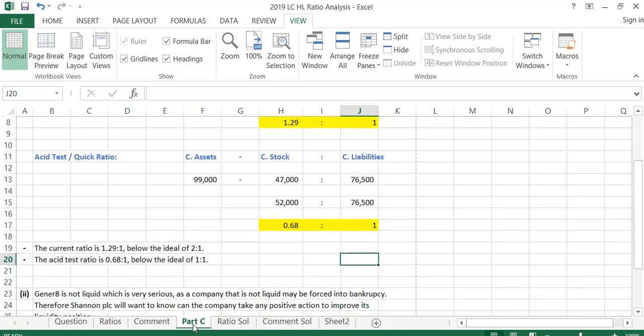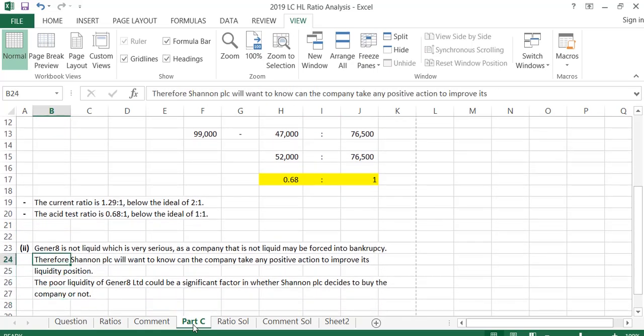So the current ratio is 1.29 is to 1, and that's below the ideal of 2 is to 1. So the current ratio should be above 2 is to 1, and the acid test ratio should be above 1 is to 1. So the current ratio is 1.29 is to 1, which is below the ideal of 2 is to 1, and the acid test ratio is 0.68 to 1, which again is below the ideal of 1 is to 1.